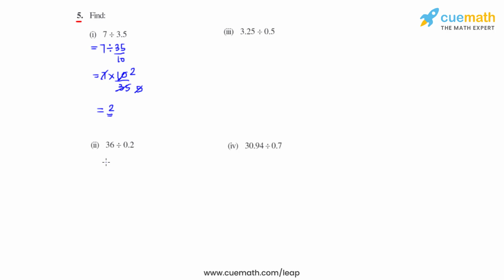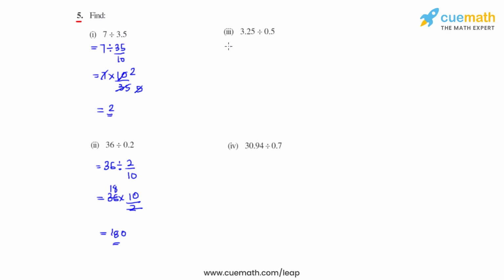Coming to the second bit, we have 36 divided by 0.2. Now 36 can be written as it is, divided by 0.2, which can be written as 2 over 10. So we can write it as 36 multiplied with the reciprocal of 2 by 10, which is 10 by 2. Now 2 times 18 gives us 36. 18 times 10 would give us 180. So the answer for the second bit is 180.